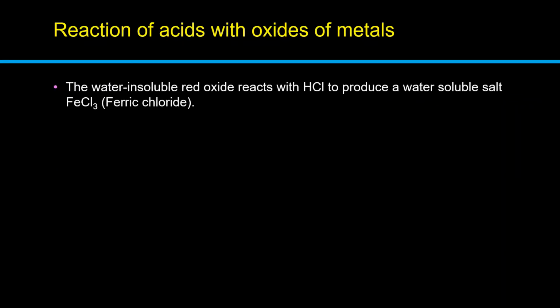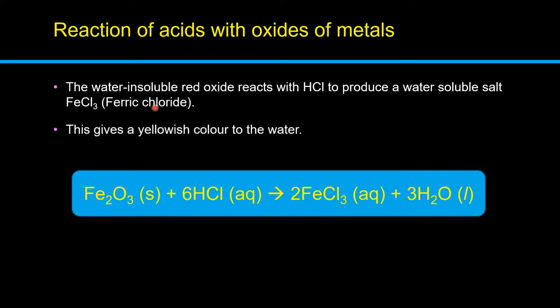The water insoluble red oxide reacts with hydrochloric acid to produce a water soluble salt, ferric chloride. So this gives a yellow color to the water. The reaction is, you can see, iron oxide plus hydrochloric acid gives ferric chloride and water.